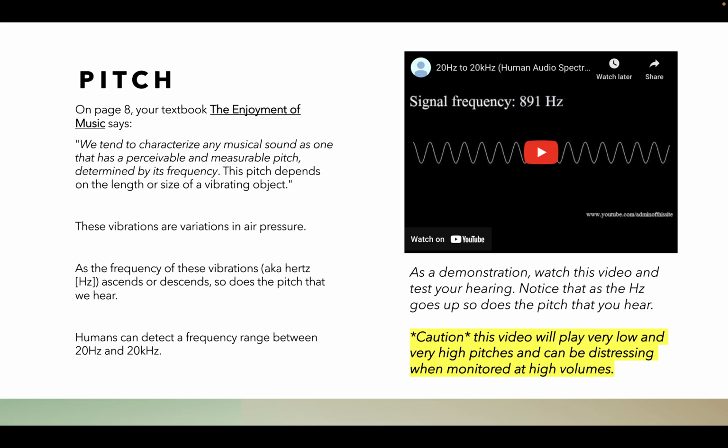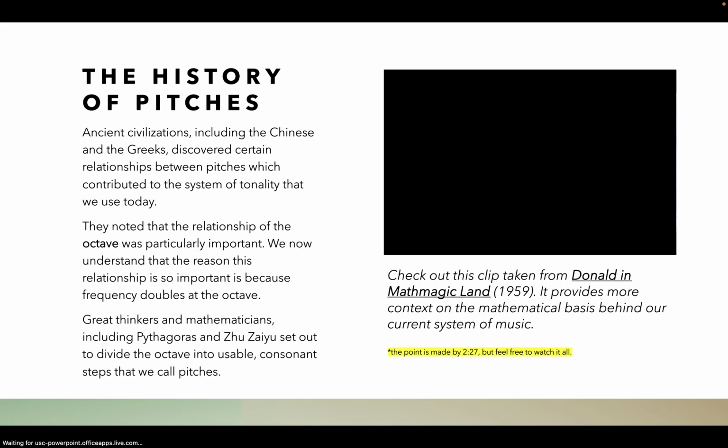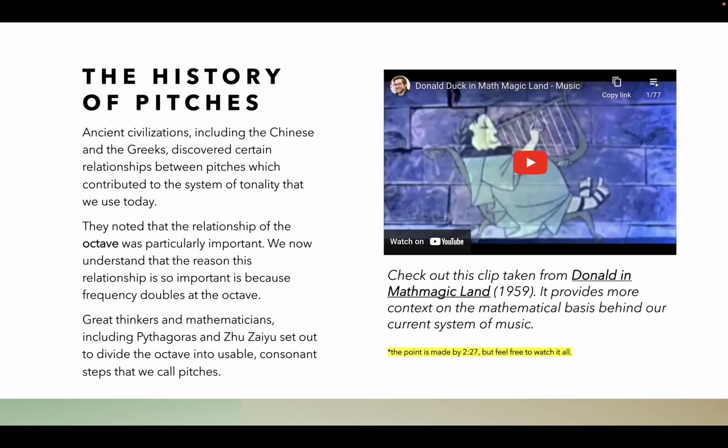One word of caution for this video, some people say it does hurt their ears to listen to this sweep, so instead of wearing headphones, it could be better to just listen on the speakers of your computer and to not play it at a very high volume. But that's the basics of it. High frequencies, meaning that this variation in air pressure is vibrating many times per second, make high pitches, and if it vibrates very few times, it makes low pitches.